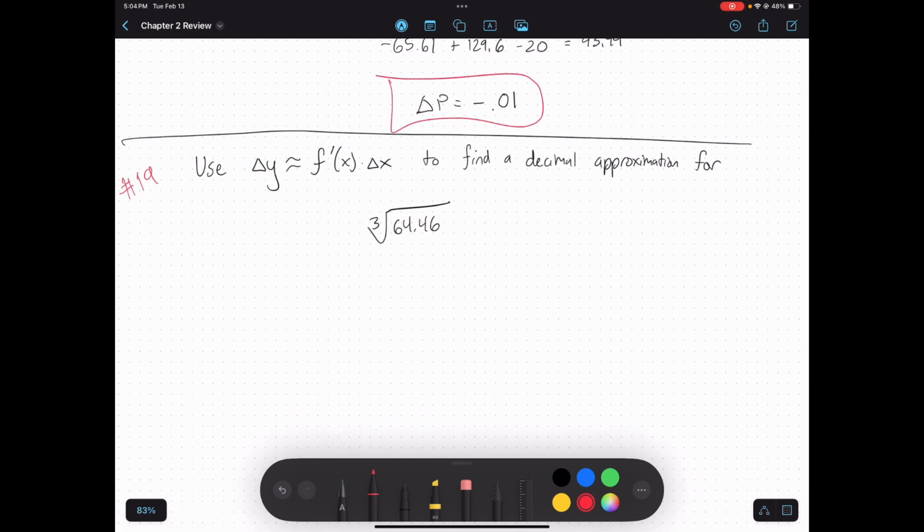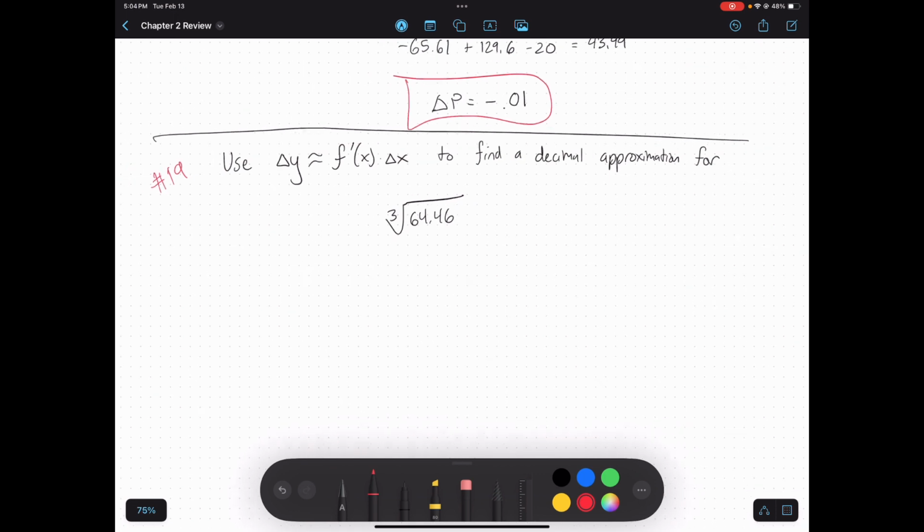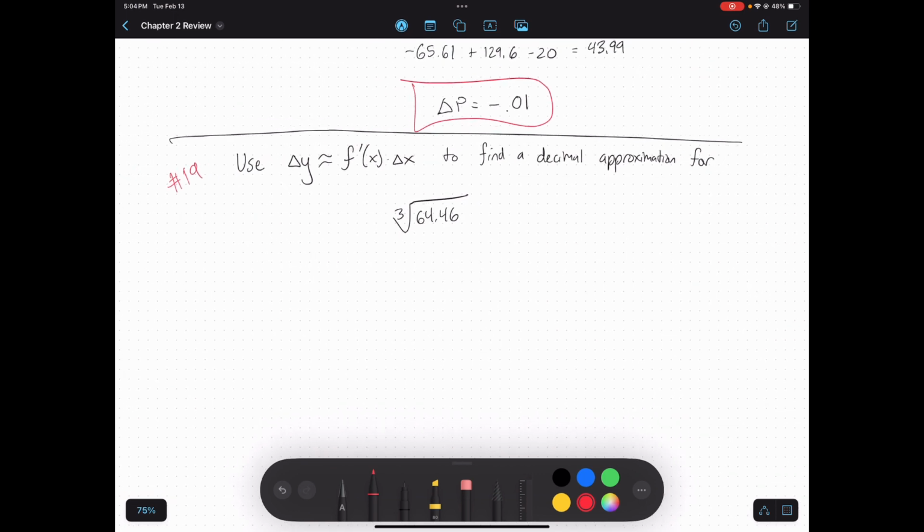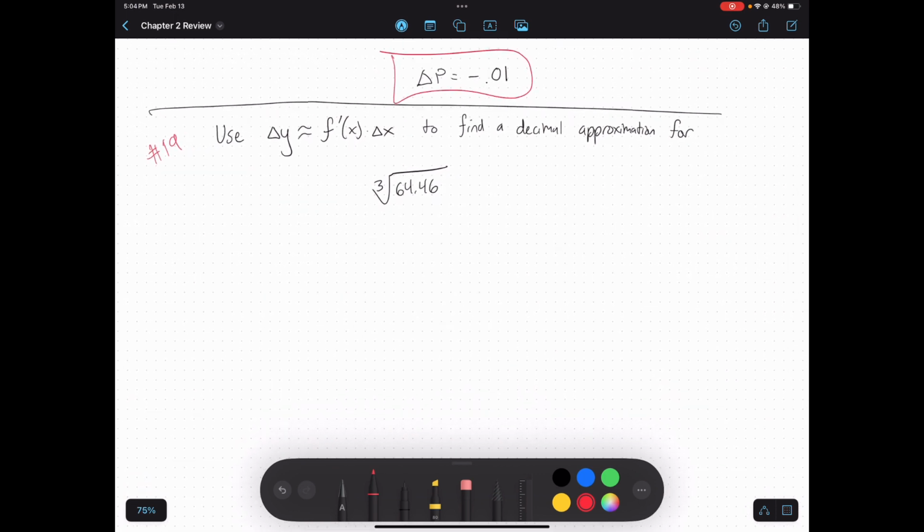I will say for the implicit differentiation functions, please remember that product rule is necessary. Okay, for a lot of those, you're going to need product rule as you take those derivatives. But let's look at number 19. We're going to use this differentials idea, okay, that I can estimate my actual change in y using the derivative if I know the change in x, in order to estimate the cube root of 64.46.